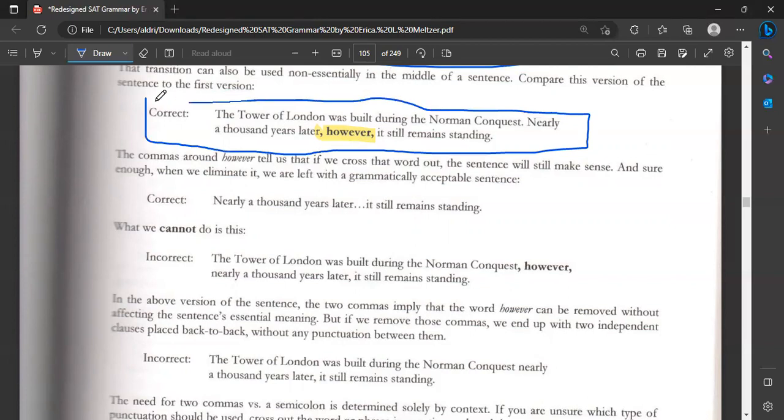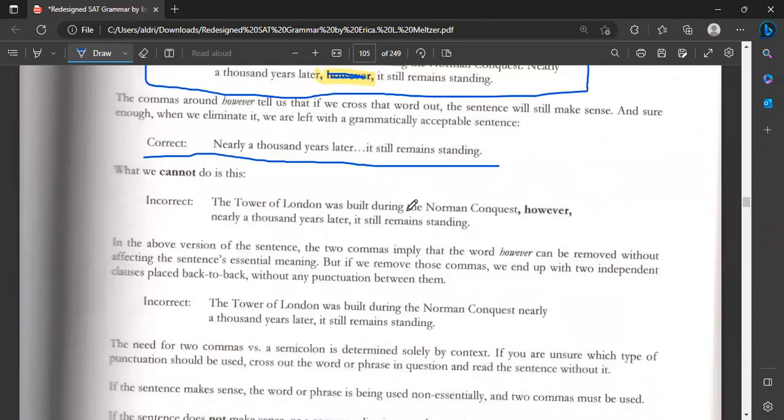Okay, so because we've used it around the comma sandwich, this means however is a non-essential clause. So does it make sense without it? Yes, it does. And look at the version here. Nearly 1,000 years later, it still remains standing, right? So the Tower of London was built during the Norman conquest. Nearly 1,000 years later, it still remains standing, because we've crossed out the however. So that makes sense. So this sentence can be done without however. But the problem is putting however in this case, this is wrong, because watch this.